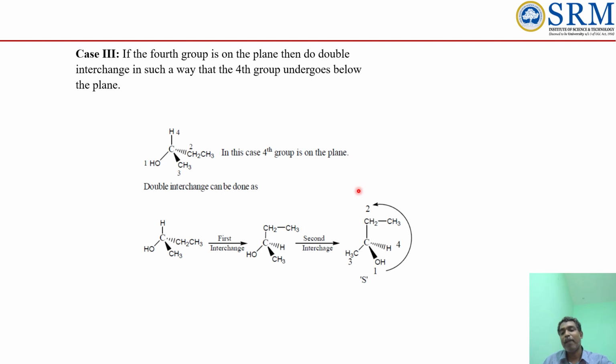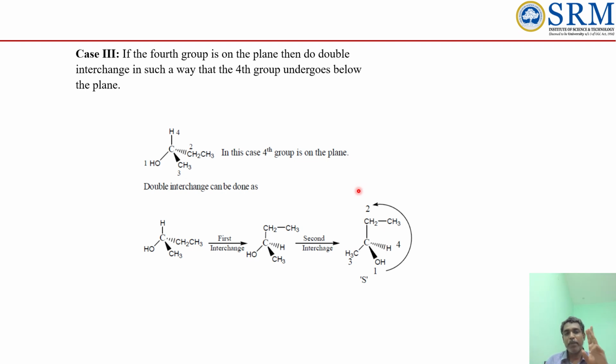So I repeat, based on the fourth substitution, the priority 4, we have to do some adjustment. So there are three scenarios. If the fourth substitution is away from the observer, whatever clockwise or anti-clockwise you are getting, you just assign R and S for that. If the fourth substitution is towards me, if you get R, just reverse it to S. If you get S, you reverse it to R.